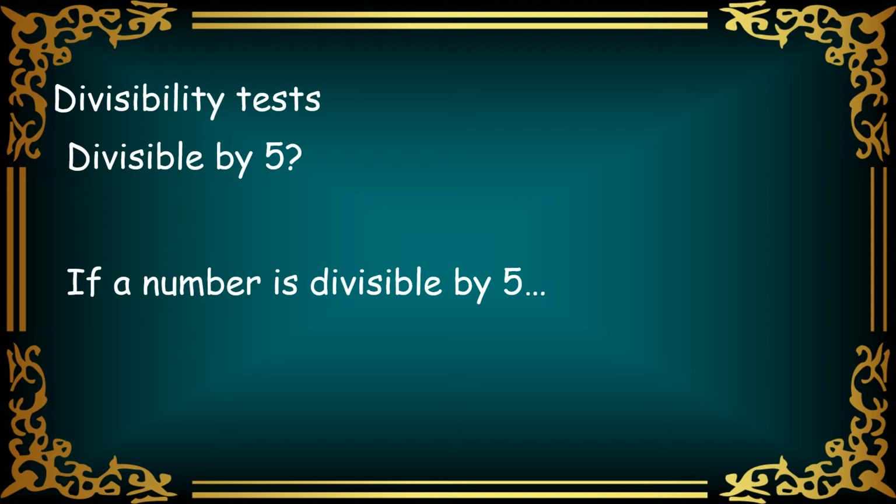Next, you have test of divisibility by 5. If a number is divisible by 5, what is the criteria for that? Okay, what are the things that you should keep in mind while finding out whether the given number is divisible by 5? Now it is very simple. This is the simplest of all. Why? Because the test of divisibility for 5 is very easy because everybody knows 5's time table.